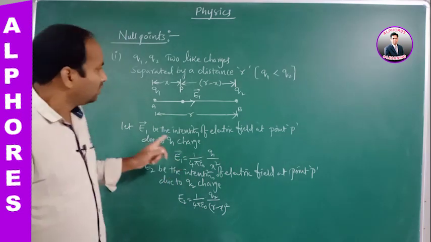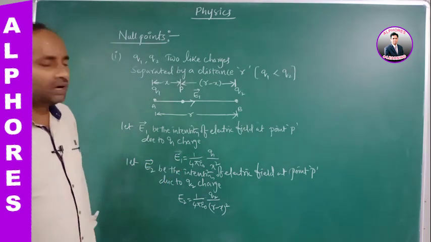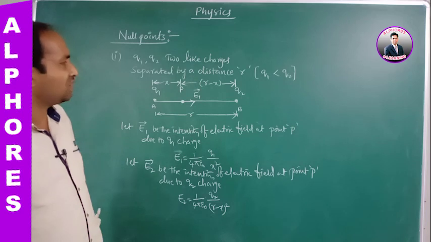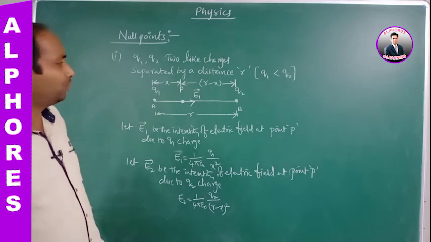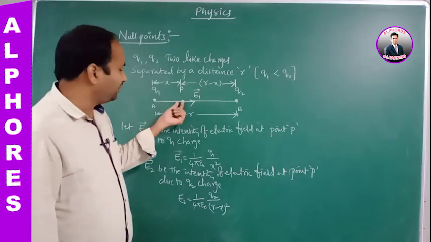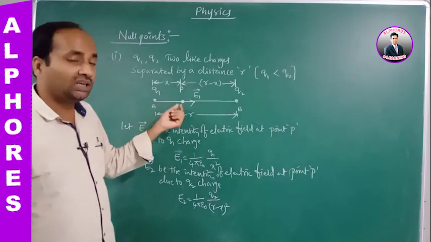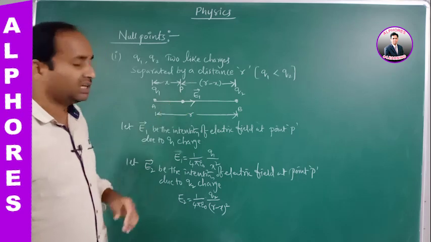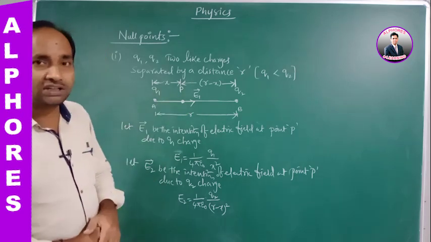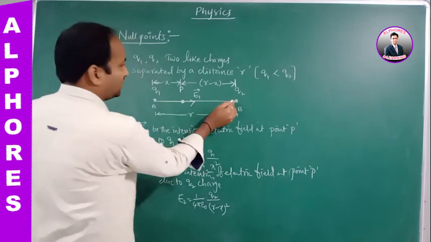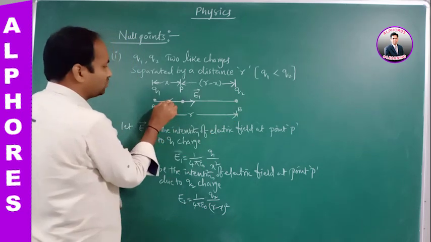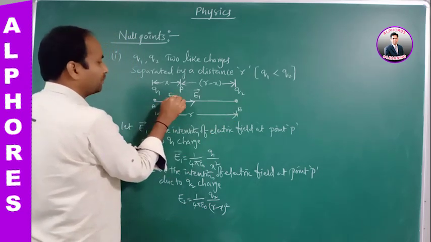Okay. Now what does null point mean? The point at which the resultant intensity of electric field becomes 0. It means the electric fields due to the first charge and second charge have equal magnitude and opposite direction, then the net intensity of electric field becomes 0. This is the direction of E2. Q2 is also positive. This is the direction of E2.